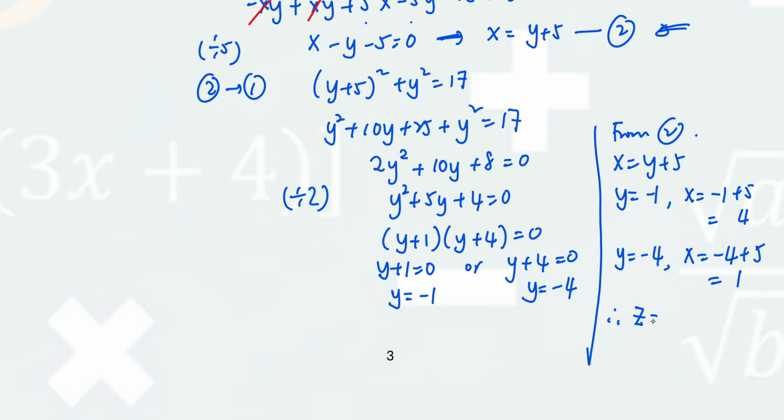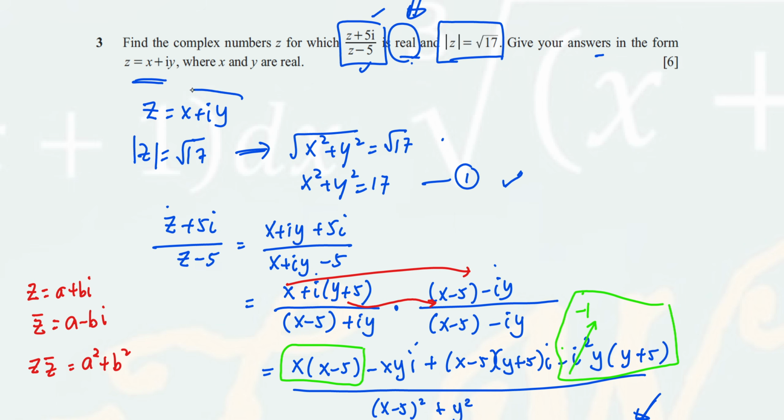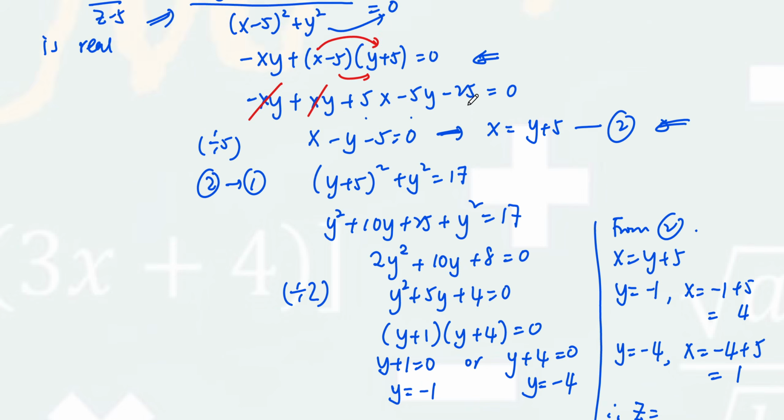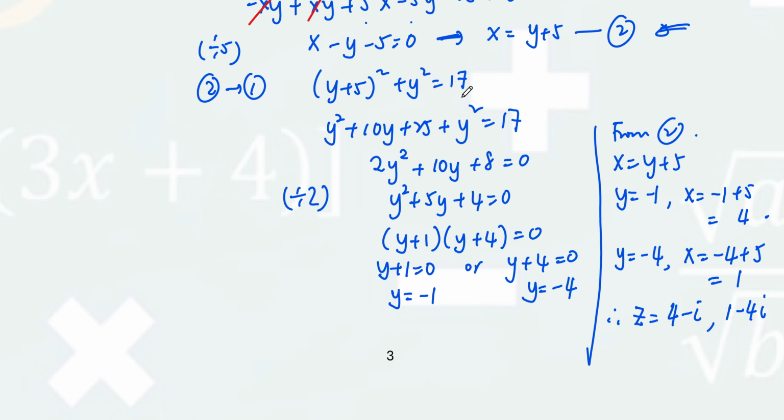That means my complex number, remember, is x plus yi. Now just replace the values accordingly. x is 4, y is minus 1, so 4 plus minus 1i, that is 4 minus i. The other one is 1 minus 4i. Okay, so that is done for question number 3.